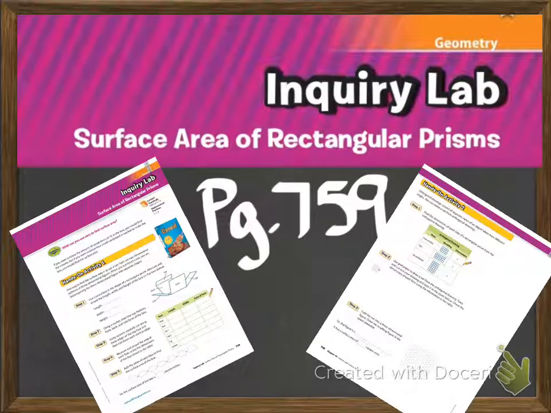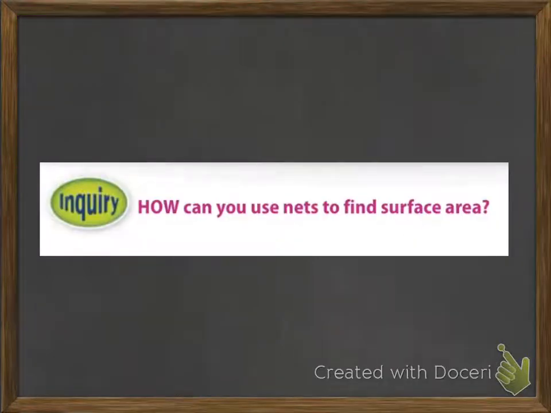All right, we're looking at the Inquiry Lab surface area of rectangular prisms, which starts on page 759. How can you use nets to find surface area? Nets are an amazing way for us to understand what a 3D shape looks like in 2D form.